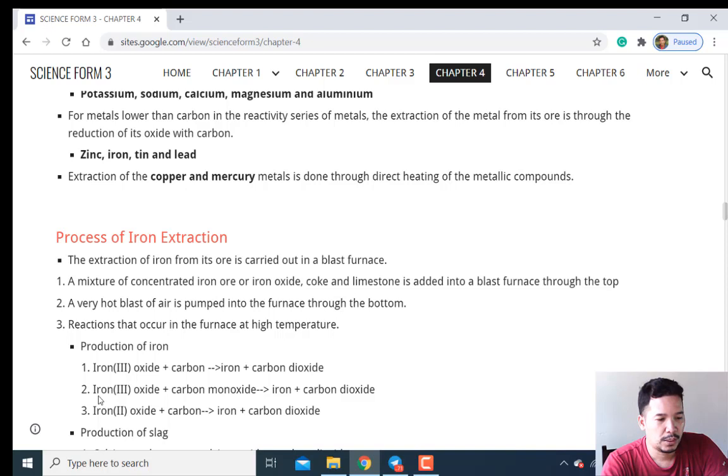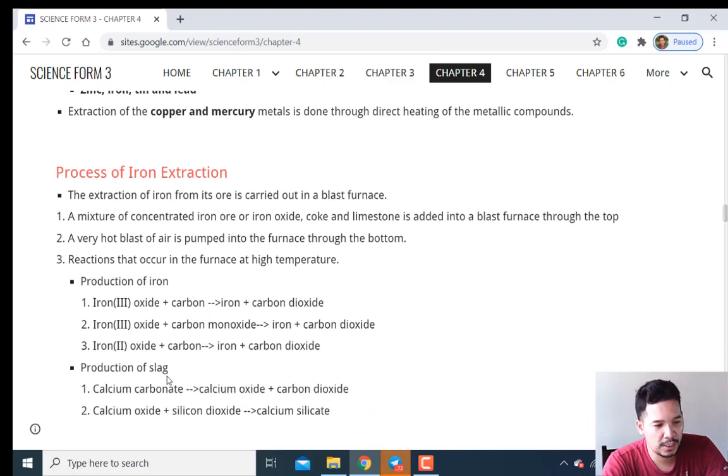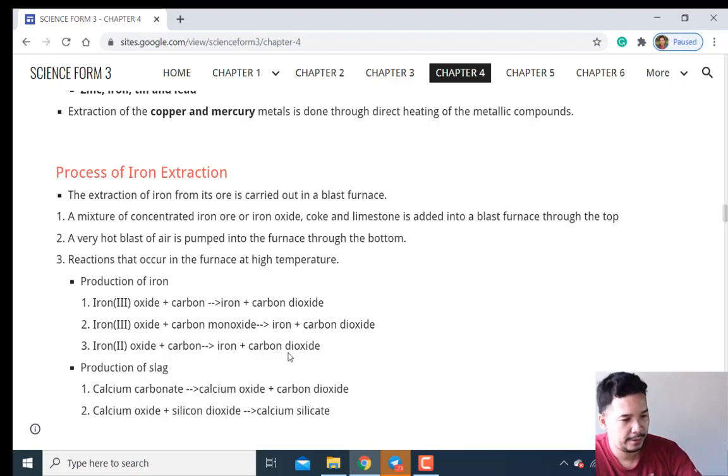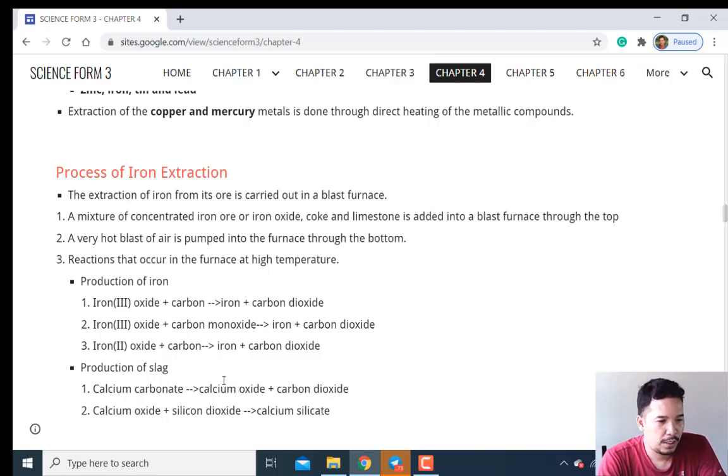Also carbon monoxide is produced during this process, and iron(III) oxide reacts with carbon monoxide and produces more iron, and iron(II) oxide reacts with carbon and creates more iron and carbon dioxide. So other than the production of iron, in this process they also create a slag.